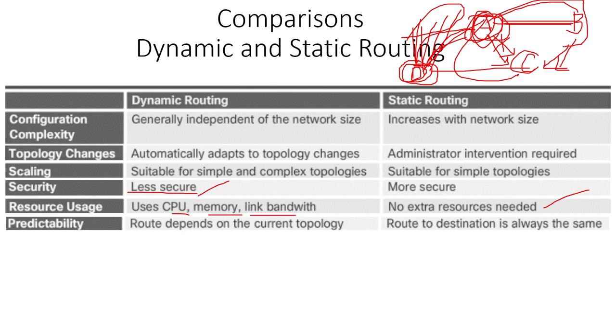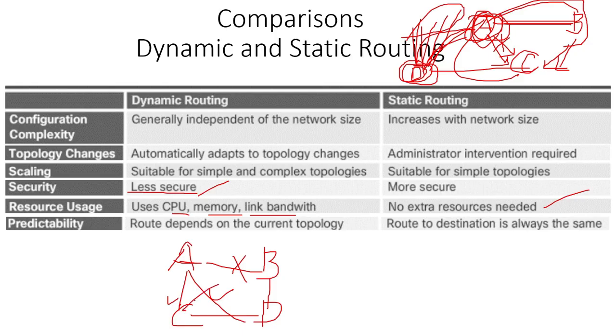Predictability. When speaking of dynamic routing, the route depends on the current topology. If you have multiple paths from A to D, if this breaks, router A will choose another path. This one or this one. If this breaks, both of them break, router A will choose the best path.